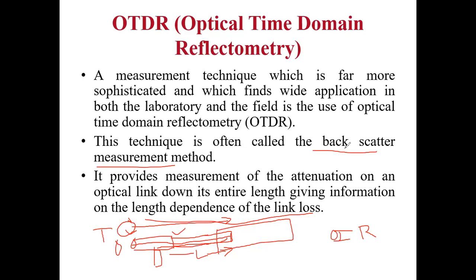The only principle is backscattering, that light will reflect back, and I am measuring the amount of backscattered light. In the OTDR device, I'll show you a video after this, we have a pulsed laser. That laser will send light through the fiber, and from wherever there is reflection or backscattering, it will measure.